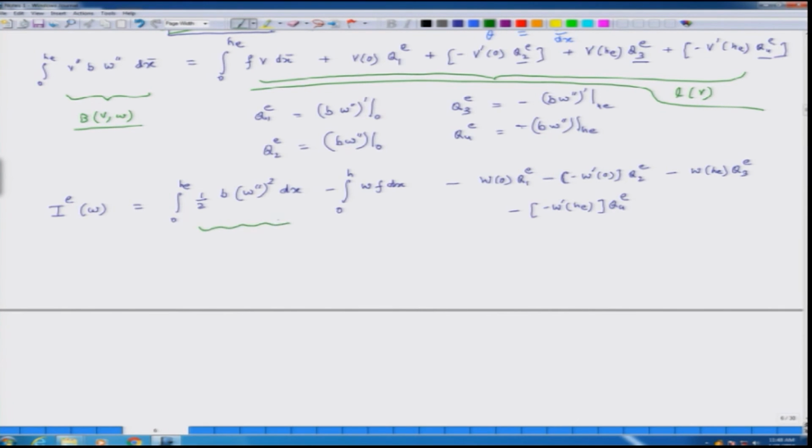This term is EI times square of the second derivative, right. EI times the second derivative of W is moment, right, and then when you multiply it by W prime prime, which is the curvature, that gives you the strain energy due to bending. So, this is the strain energy of a beam which has been bent.